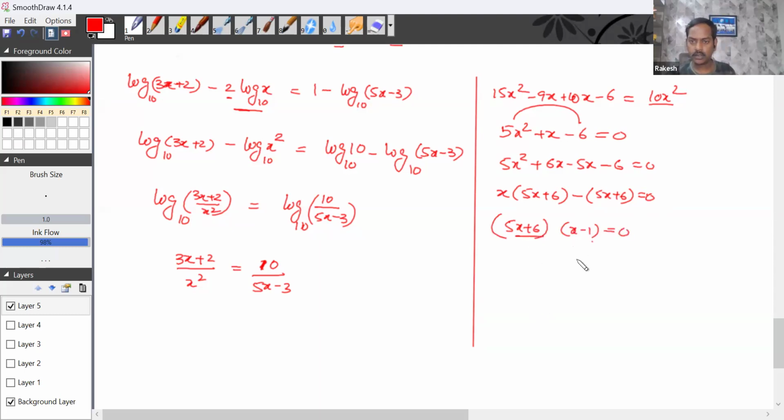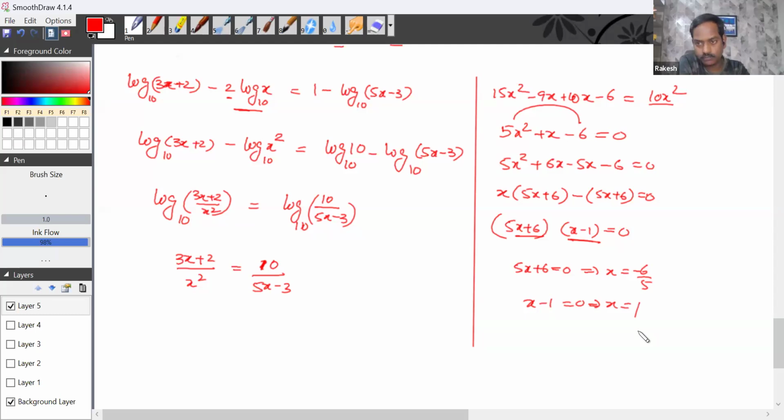So either this will be 0 or this will be 0. If 5x plus 6 equals 0, I'll be getting the value of x as minus 6 by 5. If this is 0, then the value of x would be equal to 1. So are we getting two values?